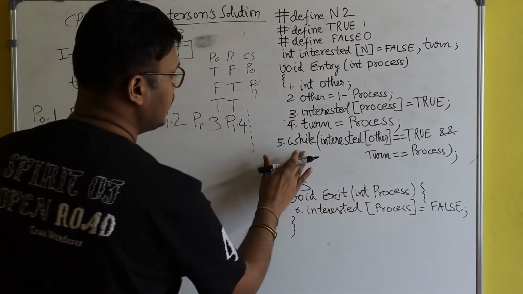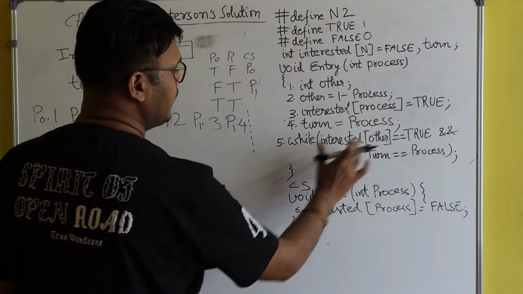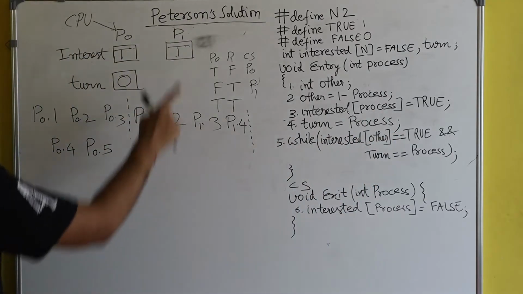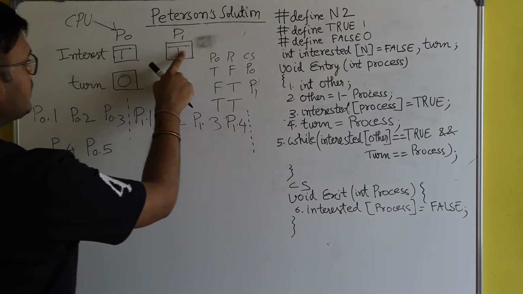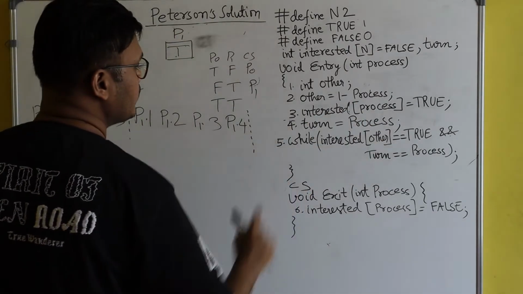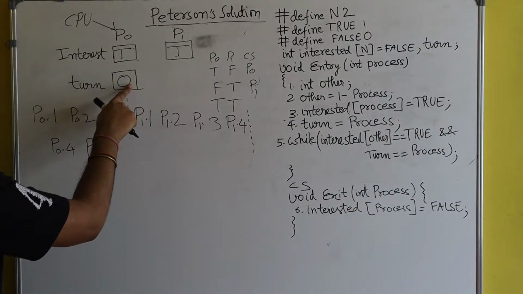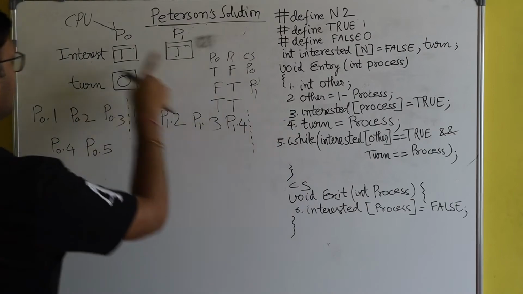Okay. So in line number 5, in the while loop, there is a condition: interest of other is equal to true. Let's see. Now other is P1. So other is interested. Yes, P1 is interested. So this condition is true. And turn is equal to process. Yes, turn is 0. Here the process is P0.